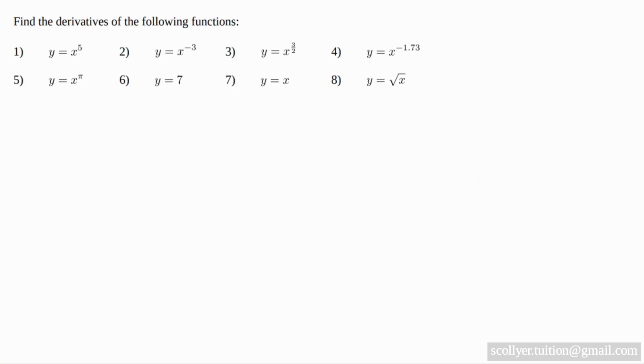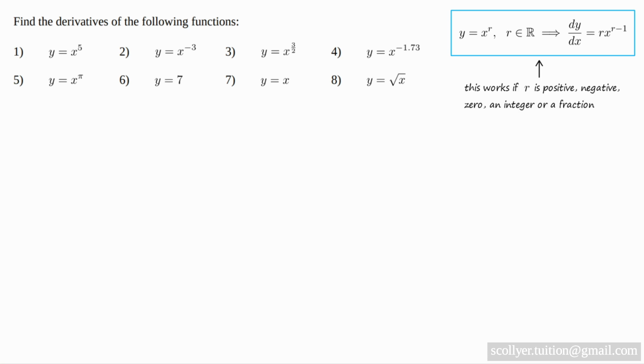Find the derivatives of the following 8 functions. And here we use the fact that if y equals x to the power r, where r is a real number, then dy by dx equals r times x to the r minus 1. And this result is true for all values of r, positive, negative, 0, integer, or a fraction. So to differentiate x to the r, we write down x to the r, we pull r down to the front as a multiplier, and we subtract 1 from r.